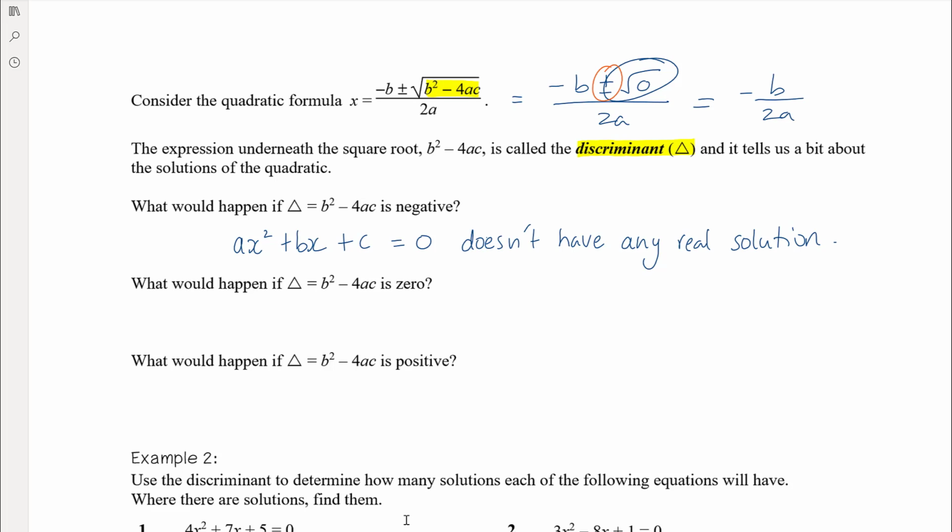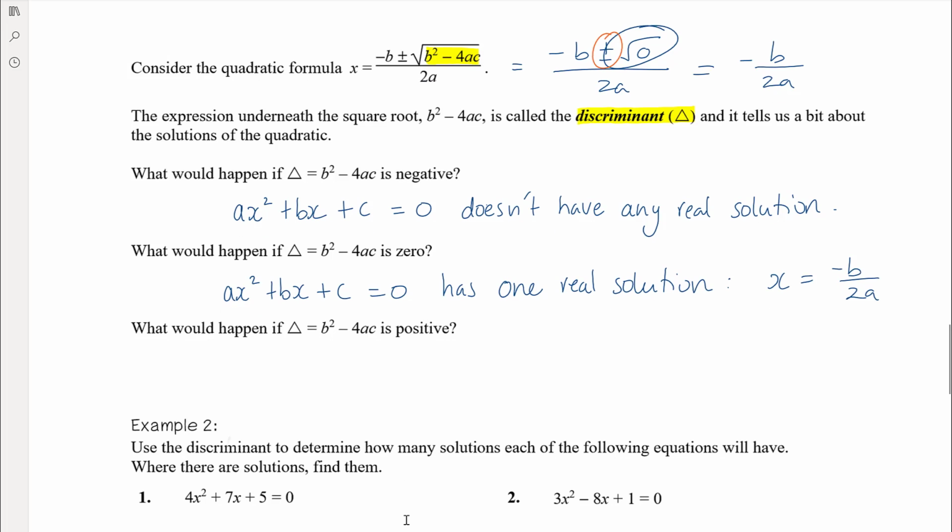And that goes away if b is 0. If the discriminant is 0, then we know that ax squared plus bx plus c equals 0 has one real solution, and that real solution is x equals -b over 2a, because the plus or minus square root section disappears if the discriminant is 0.